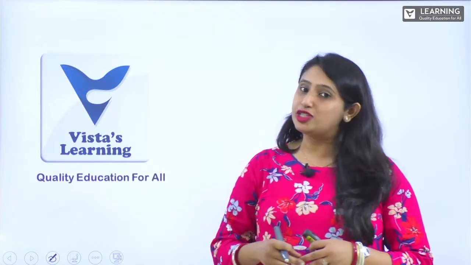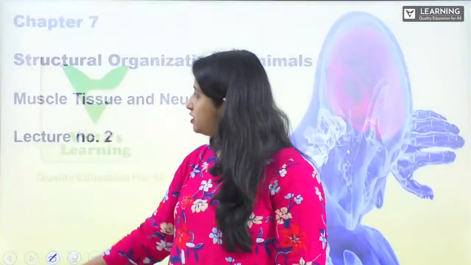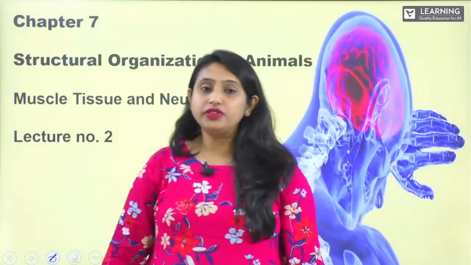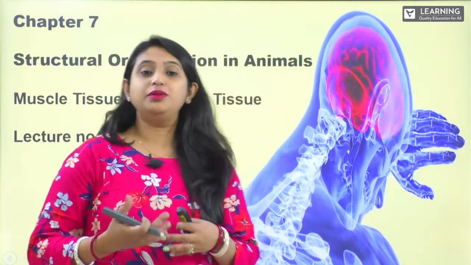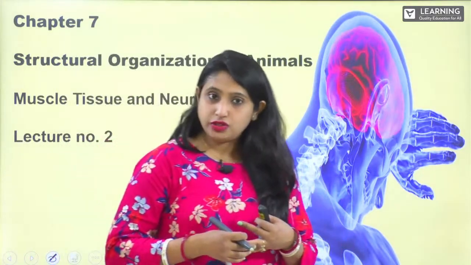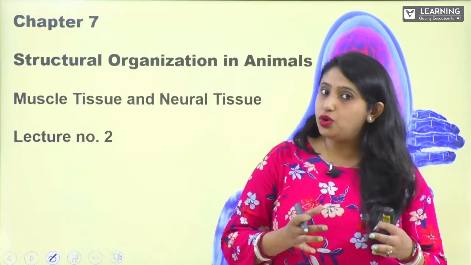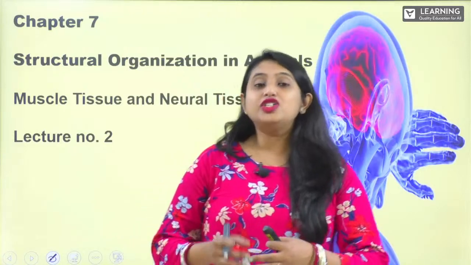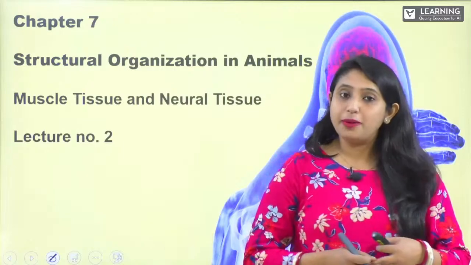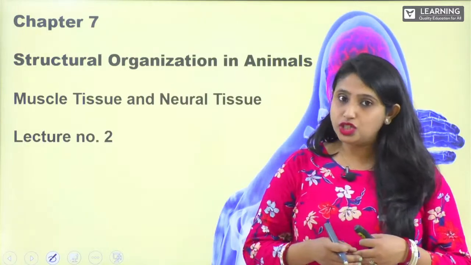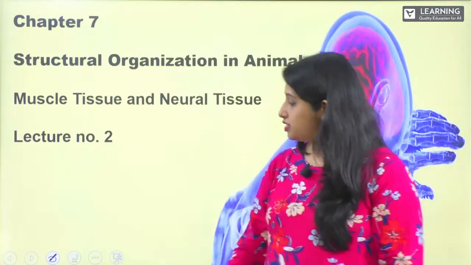So in our last class, we started with chapter number 7, that is the structural organization in animals. In this chapter, we will be learning about the animal tissues. In our previous class, we completed the epithelial tissue and the connective tissue. In today's class, we are going to cover the muscle tissue and the neural tissue, and this is your lecture number 2. So let's begin today's class.